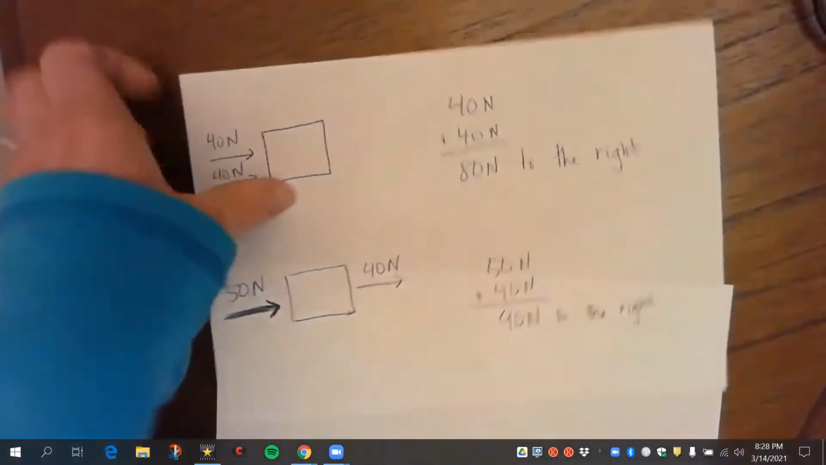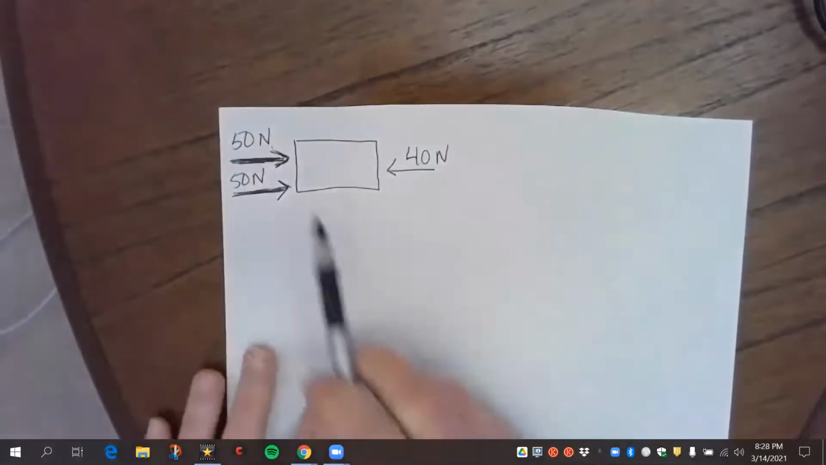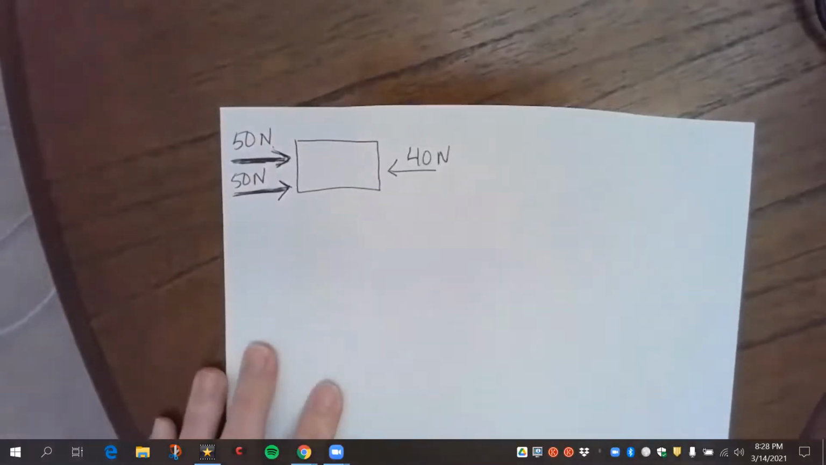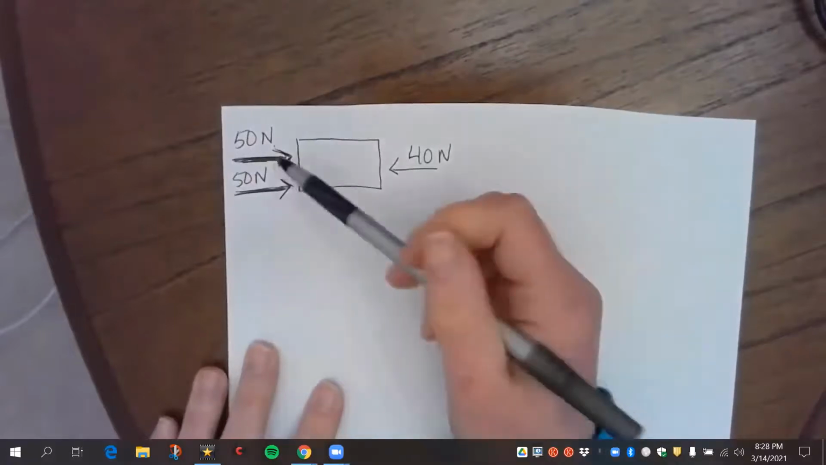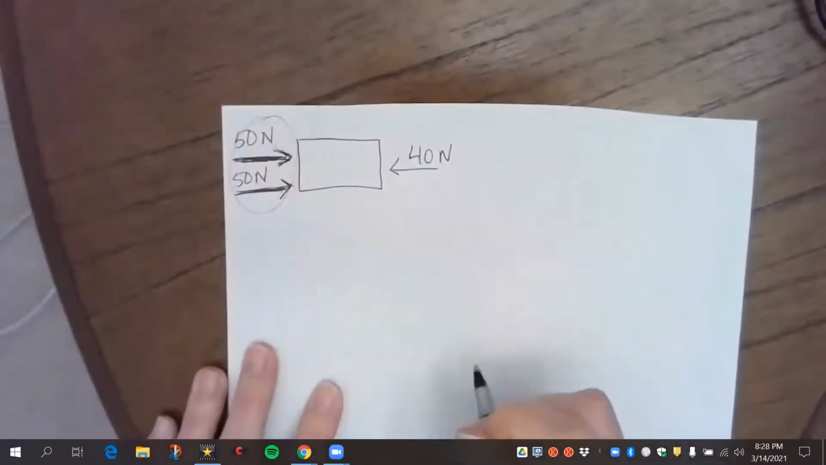All right. And then our last example. In this one, we have 3 different forces, so we need to break it down. Okay, we see some that are going to the right, some that are going to the left. In this situation, I have 2 forces that are both going to the right, so I'm going to take those and I'm going to add them together first.